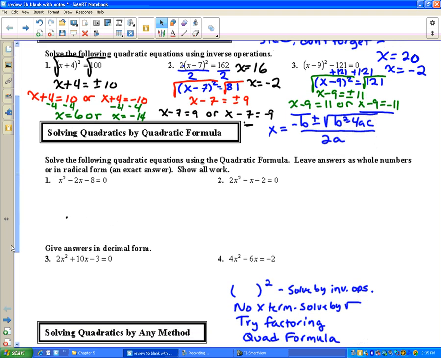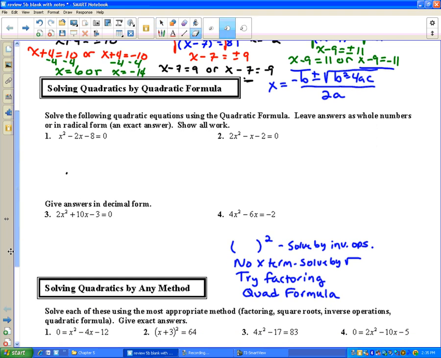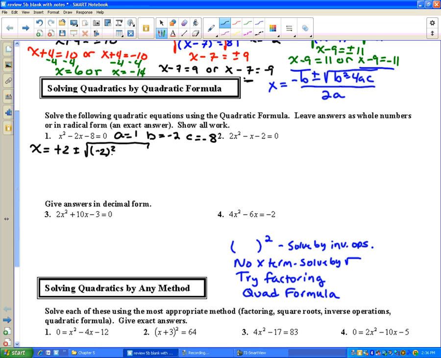Solving quadratics by quadratic formula. As in the little note I wrote there in blue, I want to use the quadratic formula. So I need to make sure that for number 1, I know that a is 1, b is negative 2, and c is negative 8. So I can say x is equal to a negative 2, which is plus 2, plus or minus the square root of negative 2 squared minus 4 times 1 times negative 8, all divided by 2 times 1.